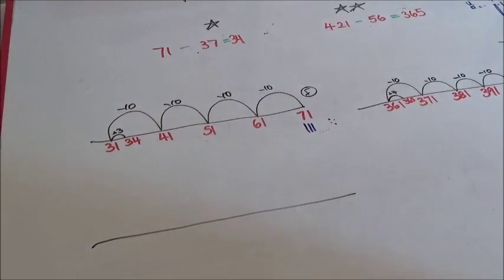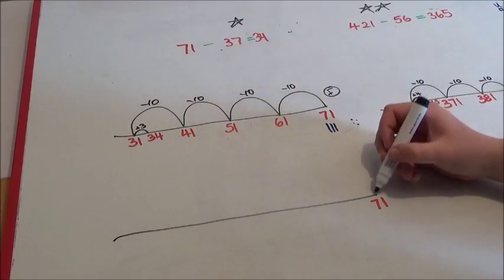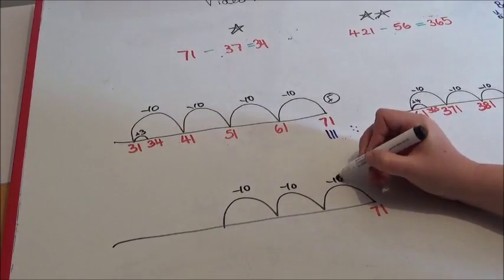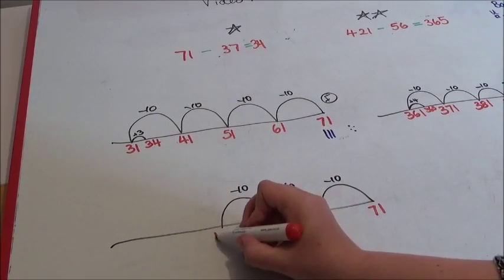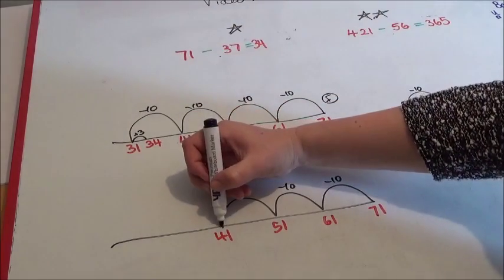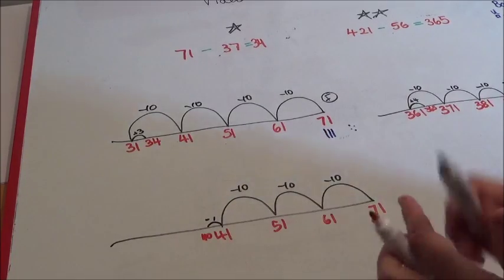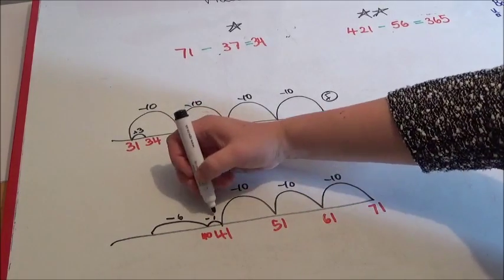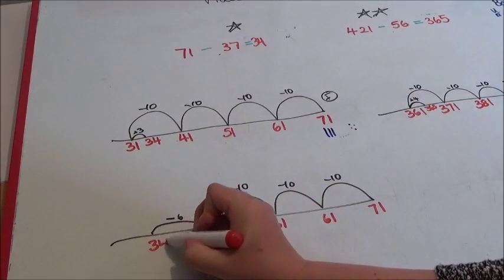Again, I'm going to use my number line so that you can see how my brain's working. I'm going to take off the 3 tens. 1, 2, 3. So I've got 71, 61, 51, 41. Then I'm going to take off the 7 units. So I'm going to take off the 1 to get me to 40. And then I'm going to take off 6, because 6 and 1 is 7, to give me the answer 34.